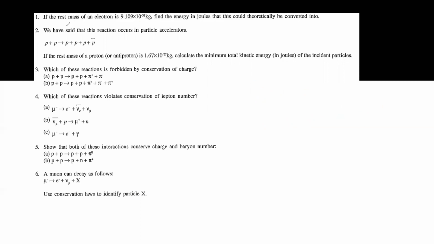In the next one, as we have said that the reaction occurs in a particle accelerator, proton and proton. For example, two protons give two protons plus one more proton and antiproton. If the rest mass of a proton or antiproton is 1.6 exponent minus 27, calculate the minimum total kinetic energy for the incident particles. So how can we find the minimum kinetic energy for incident particles? Because what happens if two protons are producing two protons and one proton and antiproton? So these two particles produce proton and proton.